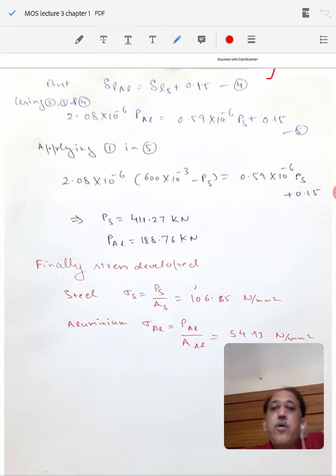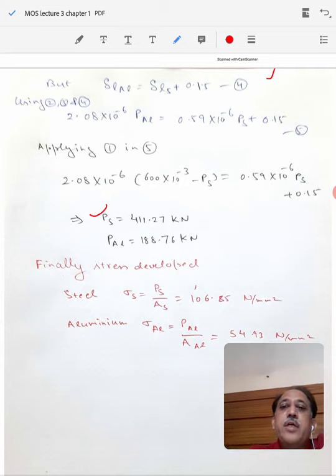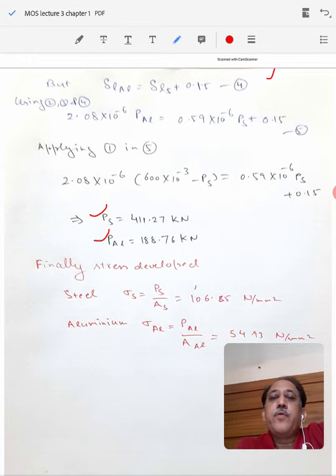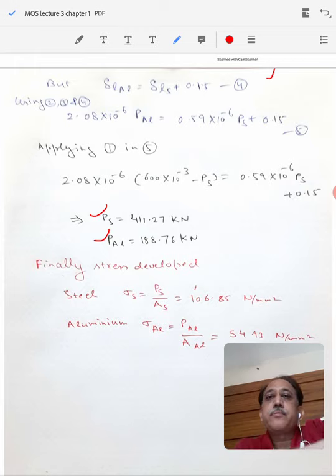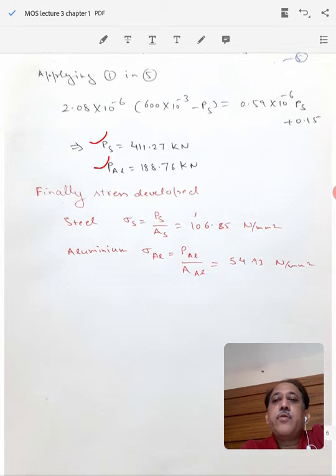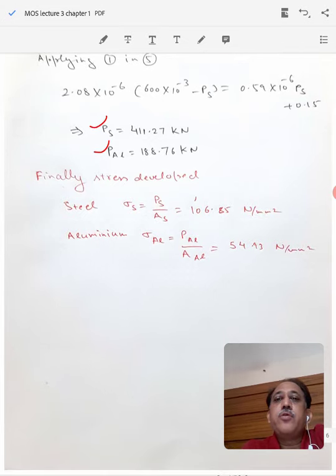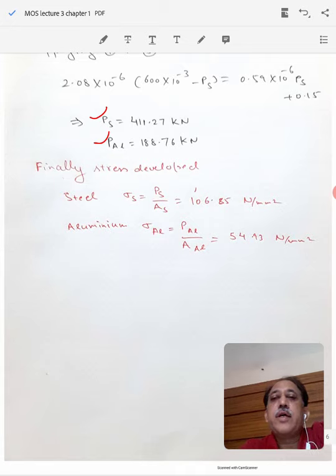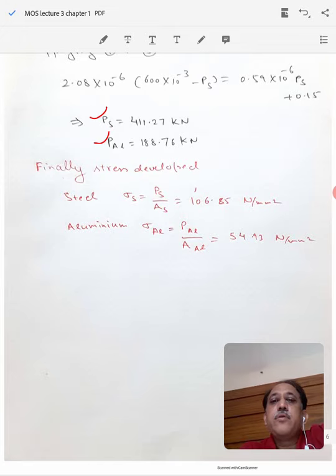So we can calculate the load shared by the steel rod and the load shared by the aluminum tube using this. Once we know the values of P_S and P_AL, we can calculate the final stresses. We simply need to divide the corresponding load value by the corresponding area, which we have already calculated, and you can calculate the stress that is being developed in the steel rod as well as the aluminum tube using these following two equations.